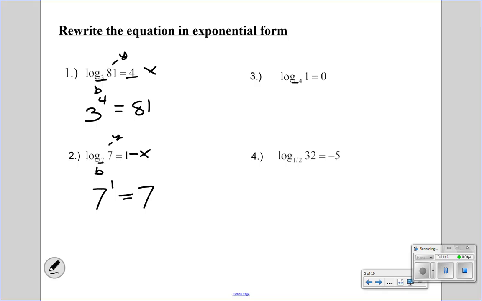We can do the same thing here. Our base is 14, so 14 to our exponent of 0 equals 1. 14 to the 0th power equals 1. And over here, we can write our base, which is 1/2, to the -5th, our exponent, equals 32.